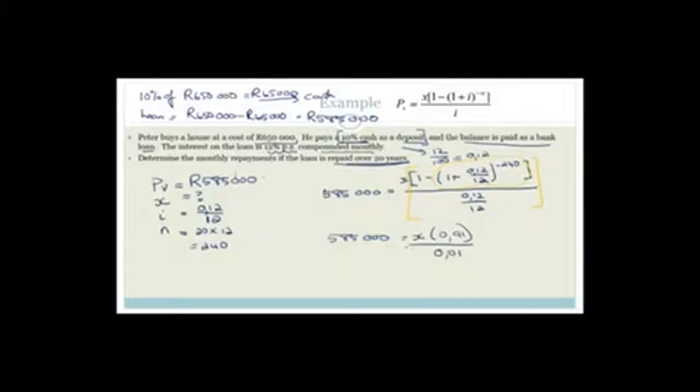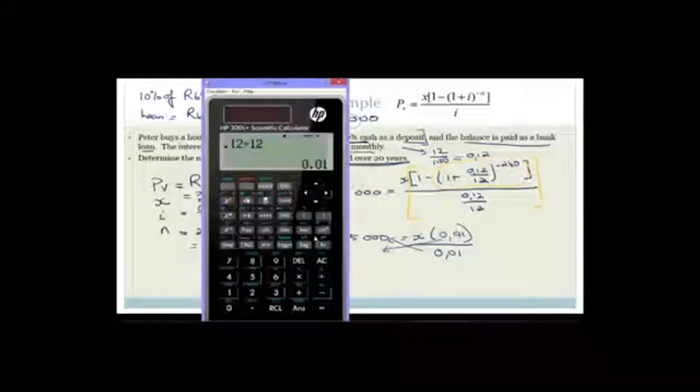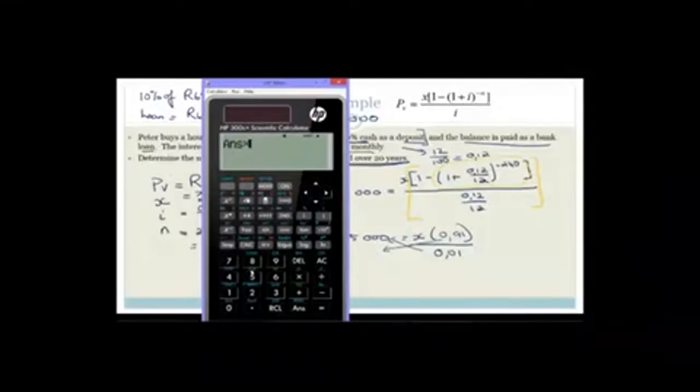So that is actually going to be 0.01. And now all we have to do is cross multiply. We're going to multiply the 585,000 by 0.01, and we're going to divide by 0.91. So let's do that. We're going to take that and multiply it by the 585,000 and then divide it by the 0.91. 1 equals, and that becomes R6,428.57.